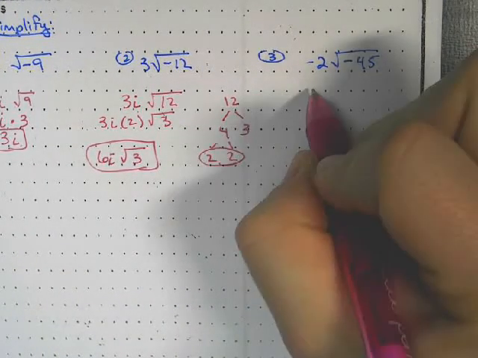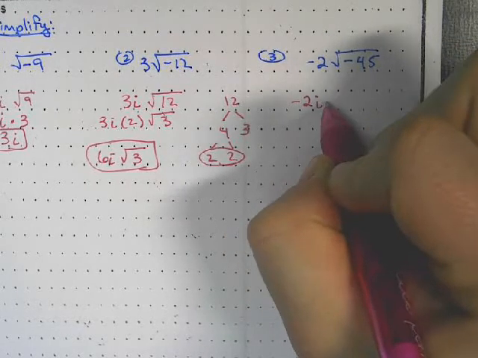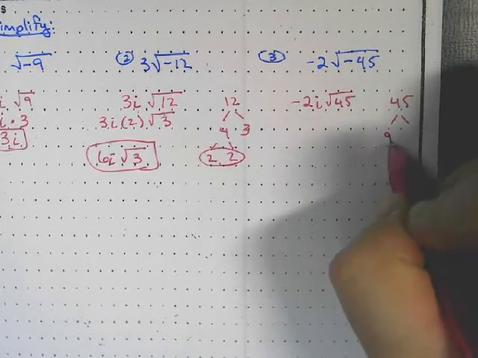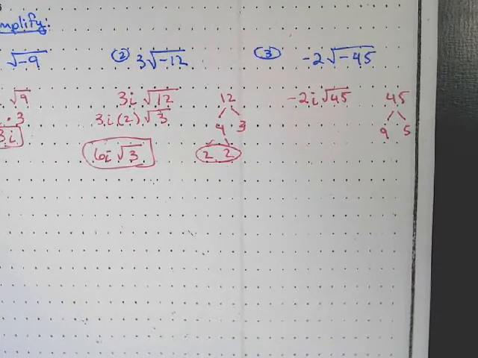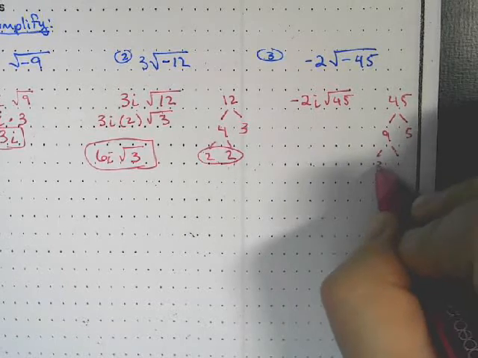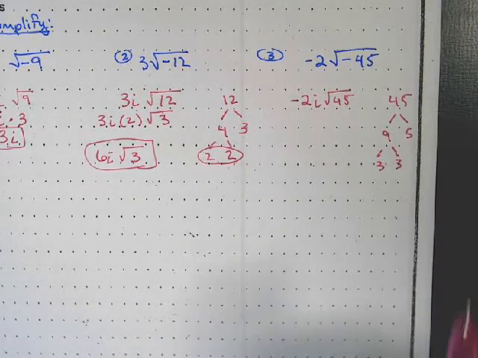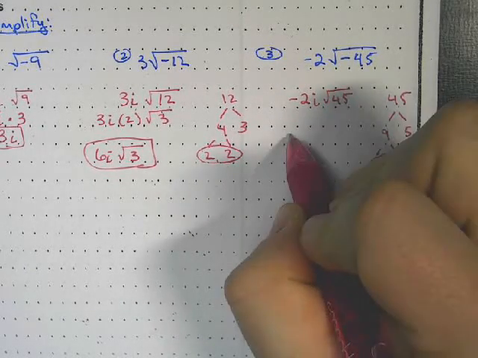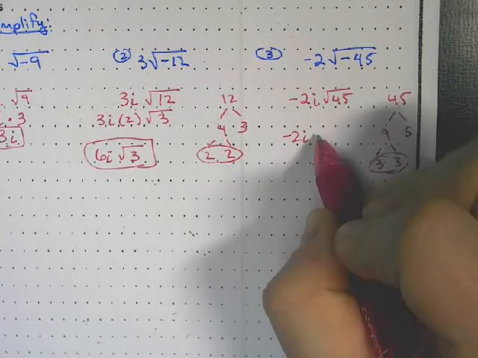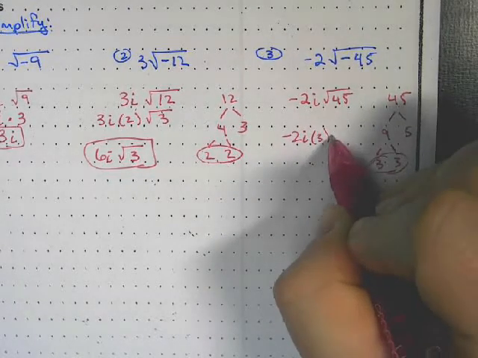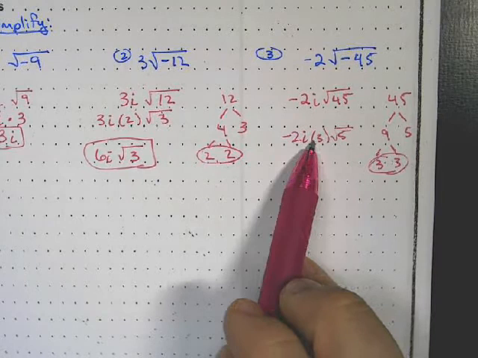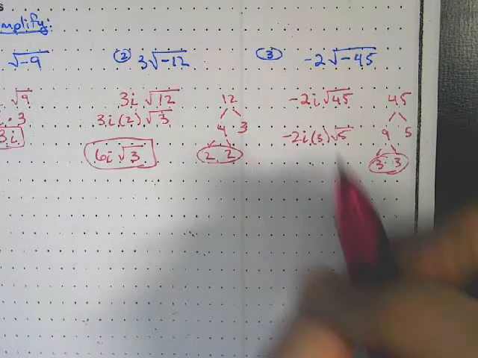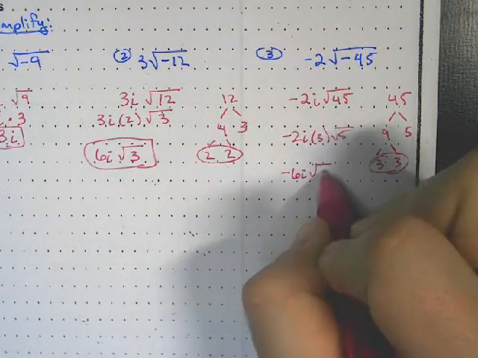It's the same idea as number 2. We'll pop that i out first. Negative 2i times root 45. Now let's break down 45 off here to the side. 9 times 5 is 45. 3 and 3. So I get a 3 that pops out. So I'll have negative 2i times 3 times root 5. So the 3 popped out. The 5 goes back inside. Now we multiply all these together, and I get negative 6i root 5.